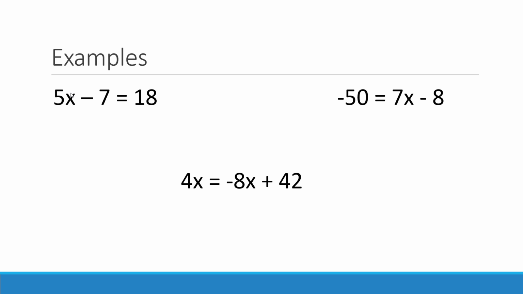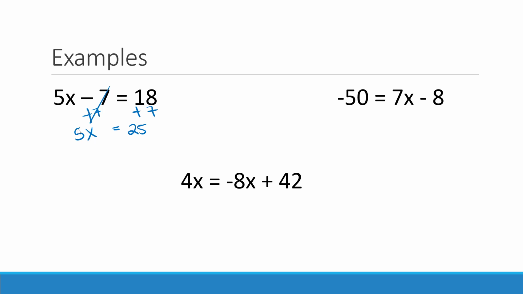Remember, the whole goal here is to isolate x, to get x by itself. Start with terms that are the furthest away from x. So what I mean by that is here's negative 7, which is being subtracted. You can get rid of this negative 7 by adding 7 to both sides of the equation. So now it's gone, and you're left with 5x is equal to 25.